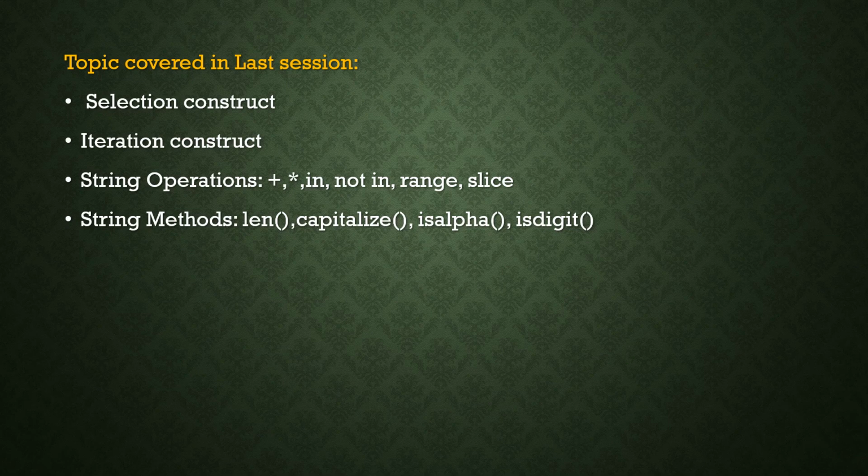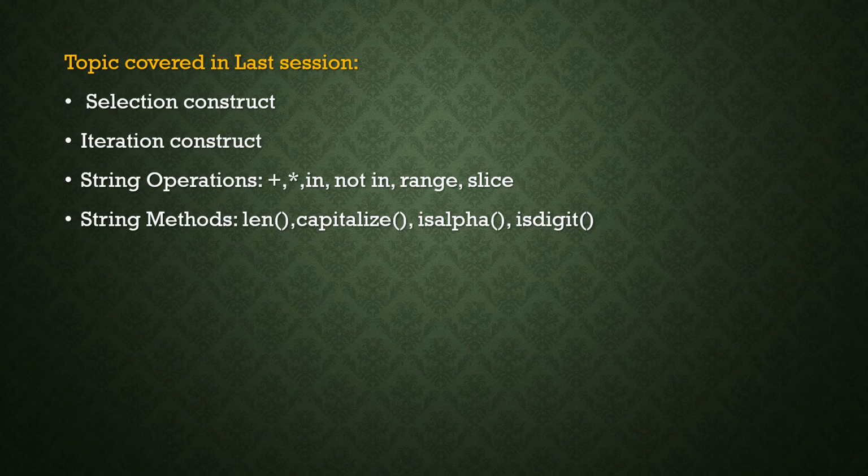Next, slice, that is to get a substring. And there are some string methods, which means some inbuilt functions. Here len function is to find the length of a string. Capitalize is to make the first letter a capital letter; it will display the first letter in capitals. It's one of the functions.